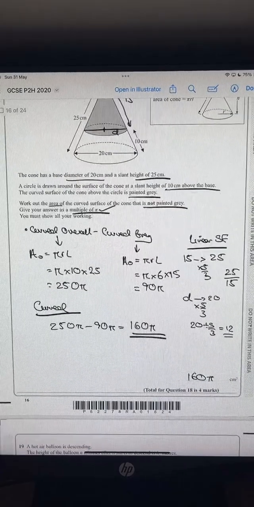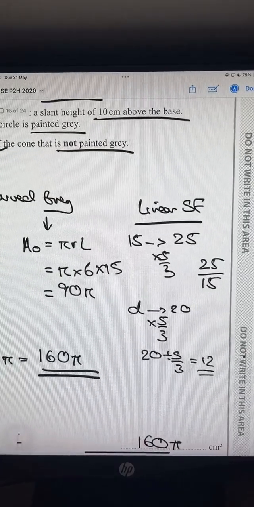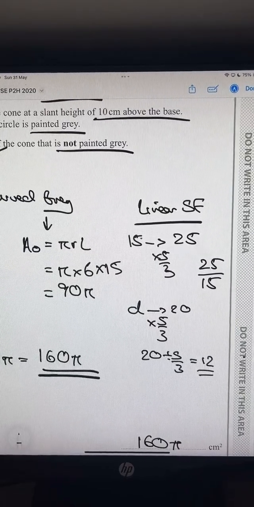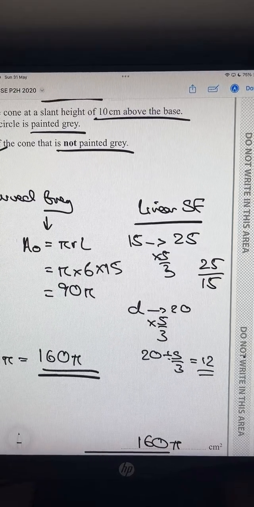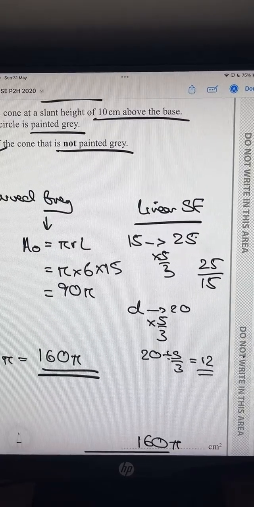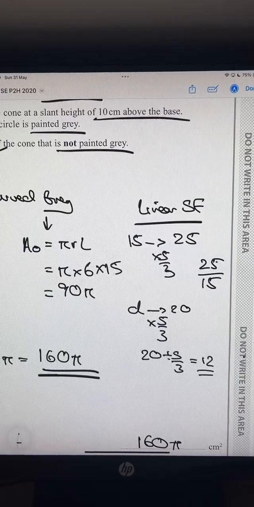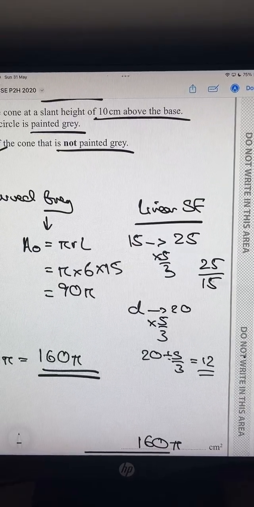Yep, sure. So for the linear scale factor, I like to map it out this way, from one arrow to another. It makes it clear. So from 15 to 25, how am I going to get from here to here? I'm going to multiply by a bigger number than 1. So all you have to do is take your final answer and divide that by your original answer. So my final answer is 25, divided by my original, 15, is 5 over 3.